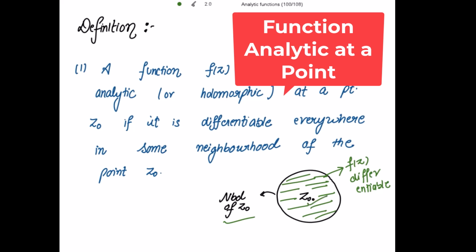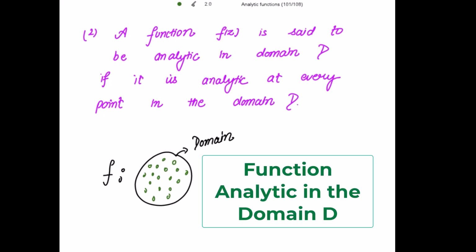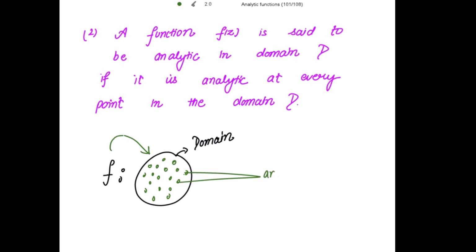Now we are going to talk about the function being analytic in the domain D. A function f(z) is said to be analytic in domain D if it is analytic at every point in the domain. So these are all green colored points in the domain. If the function is analytic at every point in the domain, we say that the function is analytic in the complete domain D.